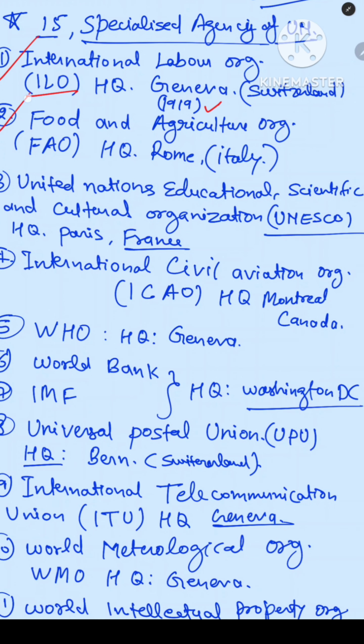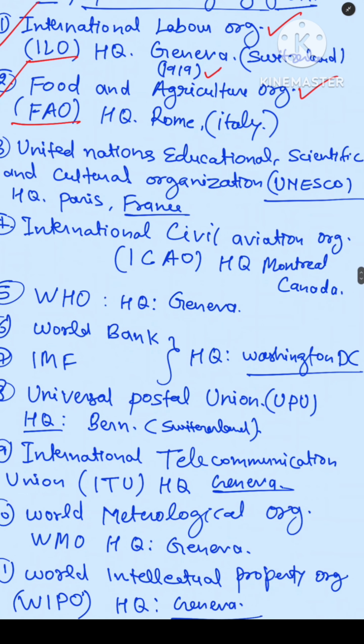Another very important organization is the Food and Agriculture Organization. These organizations often come in the news, and that's why we have to remember them, and why they are asked in exams as well. We have to remember these names so that we can understand the basics of any article in the news. In short, FAO, its headquarters is in Rome, Italy.